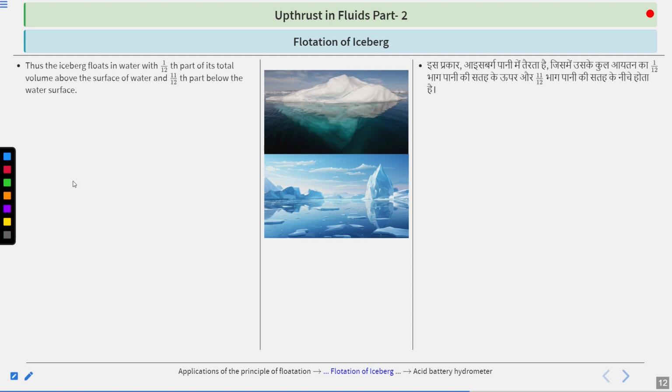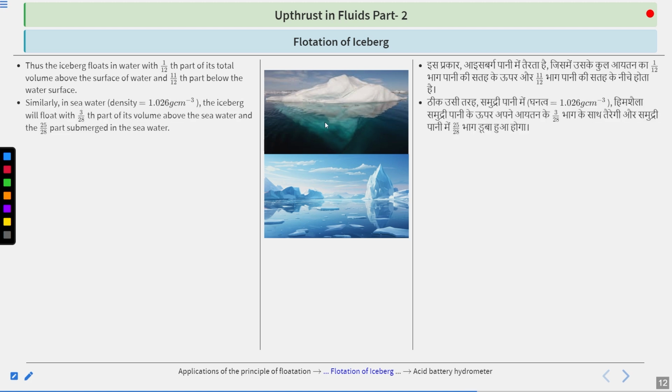Thus the iceberg floats in water with 1/12th part of its total volume above the surface of water and 11/12th part below the water surface. So if you have ever seen an iceberg, you will only see 1/12th part of it above the water surface, whereas 11/12th part will be inside the water, below the water surface.